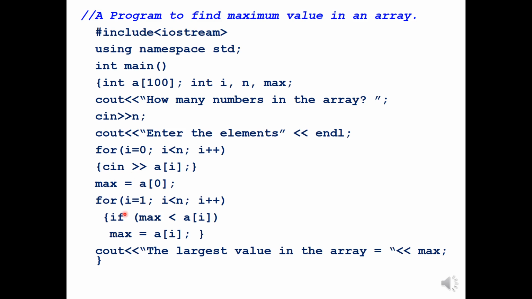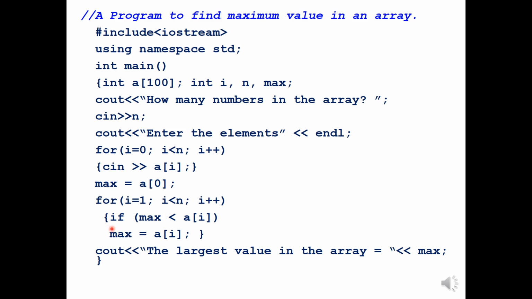Then you do for i equals 1. See, now you are not using element 0 here. i equal to 1 up to i equal to n, up to the end of the array. And you are putting a condition. If max is less than a[i], which is the present value of a[1], a[2], a[3], a[4] and so on, compared with this, then max equals a[i]. So wherever you find a greater number, that greater number is assigned to max, and now with this new value of max, all these numbers are compared. So ultimately you will get the maximum of all these numbers.